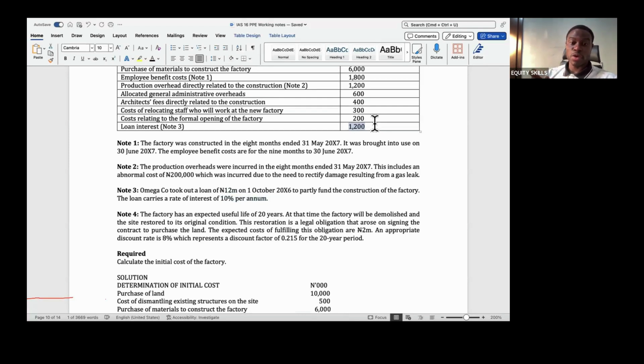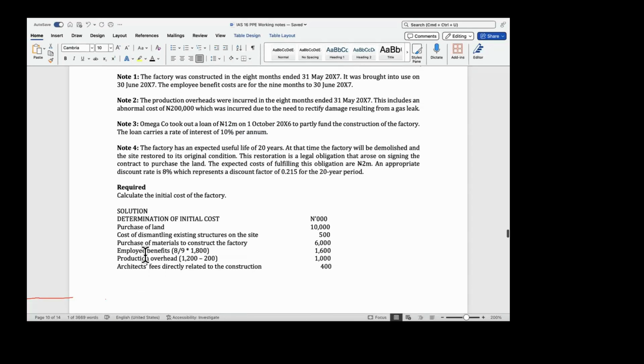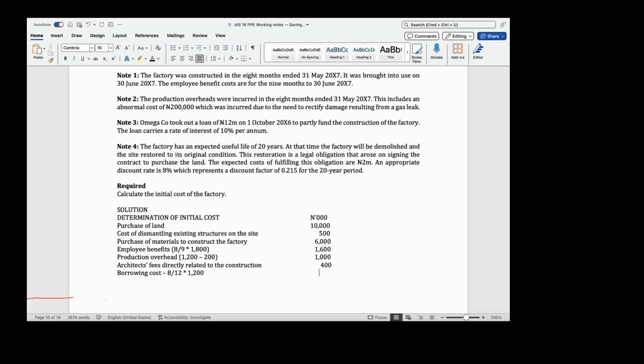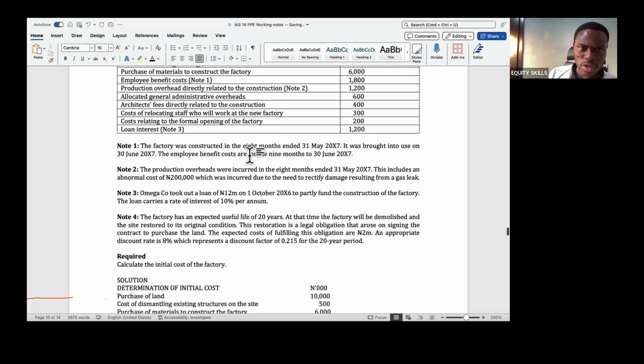But the 1.2 million is for a whole year. Remember, the construction only took how many months? 8 months. So we need to only capitalize 8 months of borrowing costs. So borrowing costs is 8 over 12 times what? 1,200. How much is that? 800. Okay, and that's all for this.